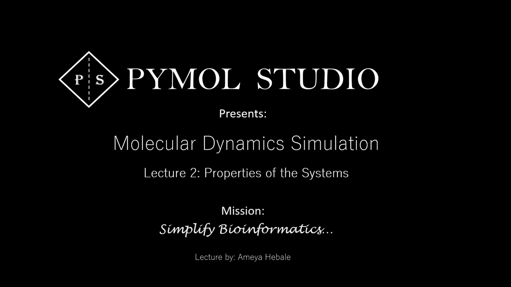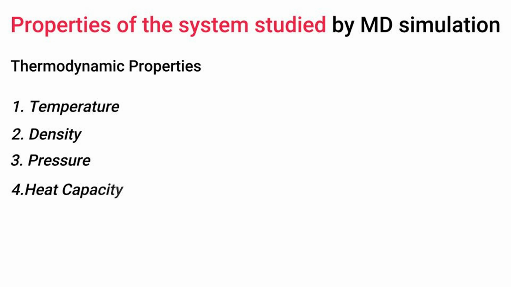Before we begin with MD simulations, it is important to first decide which properties we want to study in our system. This step ensures we focus on the right aspects of the simulation. Thermodynamic properties are among the most common ones examined in MD simulations, regardless of the field. These properties include temperature, density, pressure, and heat capacity, particularly when the system is at equilibrium.